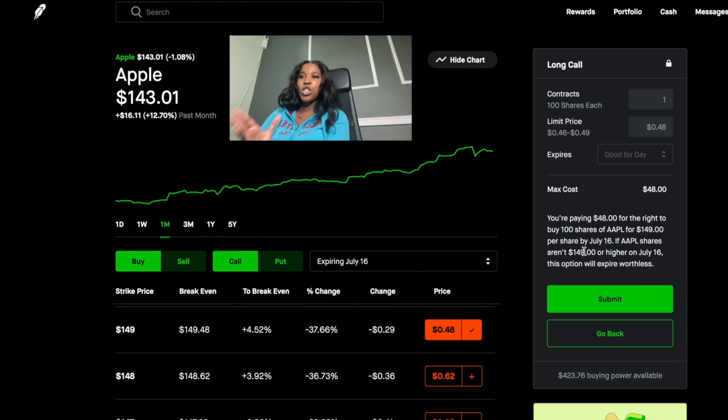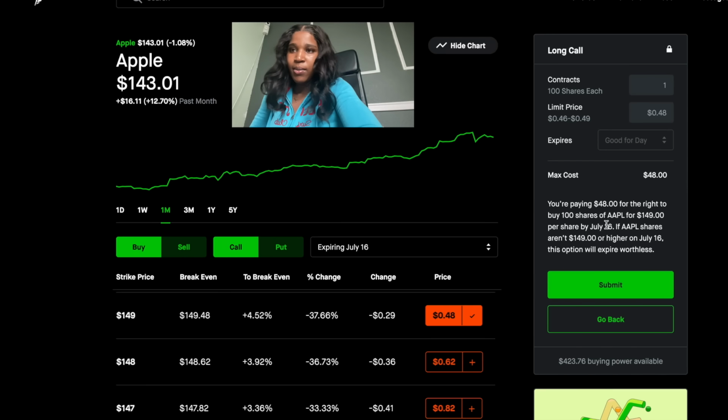If Apple shares aren't $149 or higher on July 16th, this option will expire worthless. And you're like, okay, cool. That's completely cool if it expires worthless. Essentially, you would just press submit. You can sell the contract before it hits expiration. You do not have to wait till it hits expiration. That's why I said the expiration date is honestly just a safety net.